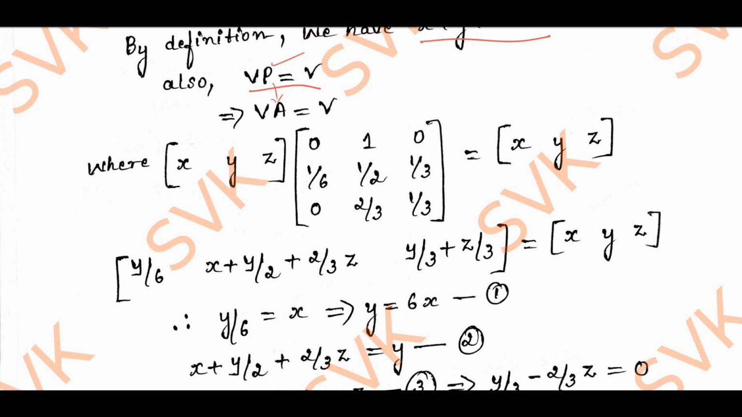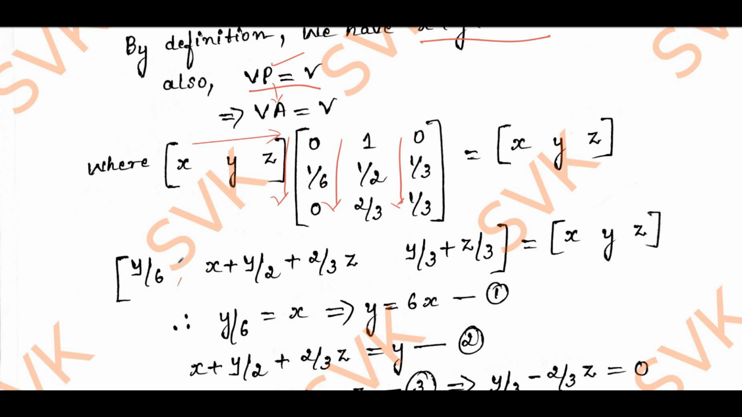So multiplying along the row with the column, I am going to get 0 into x is 0, plus y into 1 by 6, y by 6, plus 0 into z is 0. That is the first value. Similarly, multiplying with the second column, I am going to get x plus y by 2 plus 2z by 3. That is what I have noted down. By multiplying with the third column, I am going to get y by 3 plus z by 3, which is equal to x, y, z.